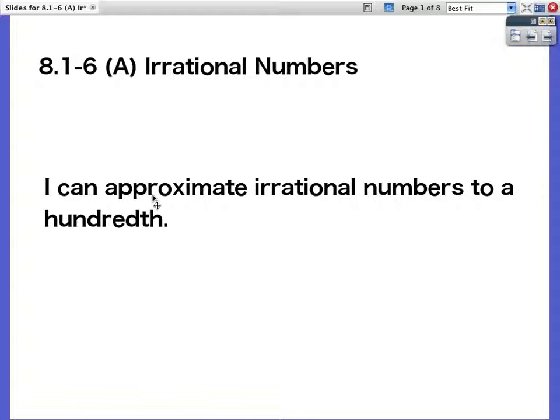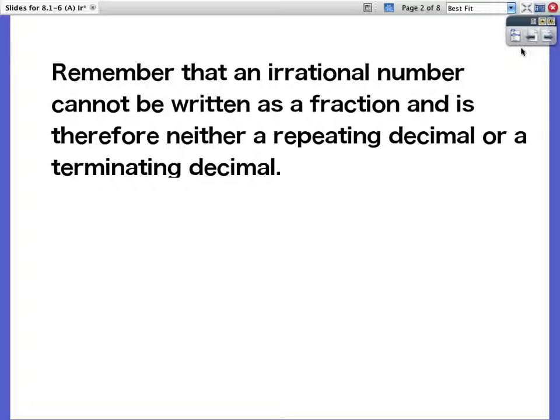You're not going to find the exact answer, but you're going to find something pretty darn close. Okay, remember that an irrational number cannot be written as a fraction and is therefore neither a repeating decimal nor a terminating decimal. Remember, any repeating or terminating decimal can be written as a fraction. So if an irrational number cannot be written as a fraction, then it can't be repeating or terminating. These decimals just go on forever with no pattern, no repetition, but they never end. They're not terminating in nature.